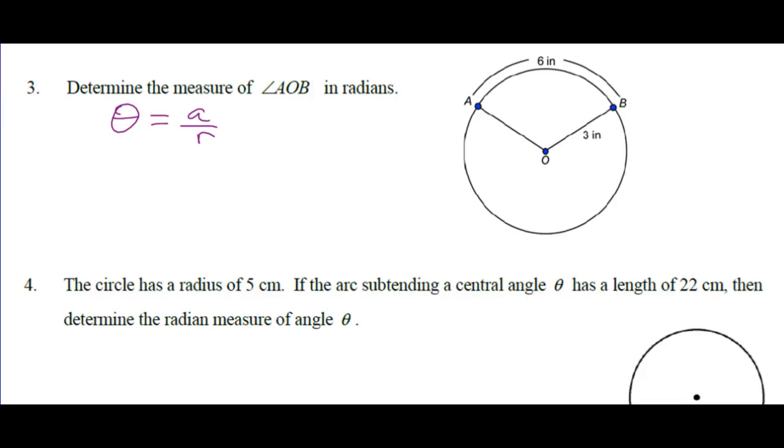So here's the formula. Then we plug in theta. The arc length is 6 inches. The radius is 2 inches. So what's the angle? Inches cancel out because radians is unitless. Isn't it 3? Yes, 3. Oh, it's 3. 3 and the answer is 3.